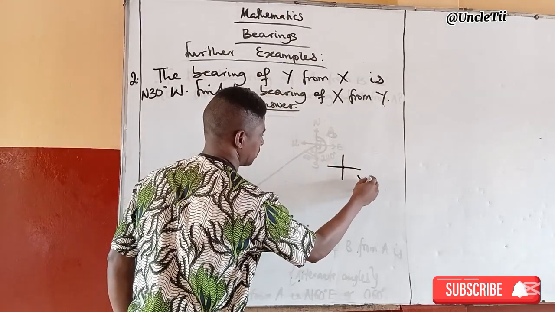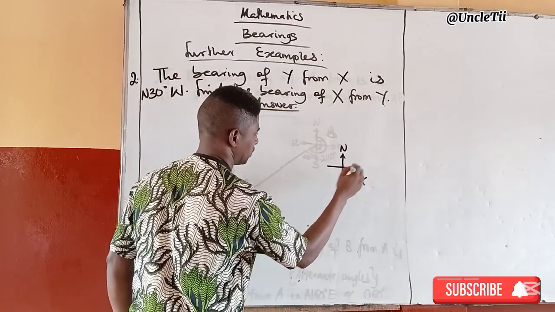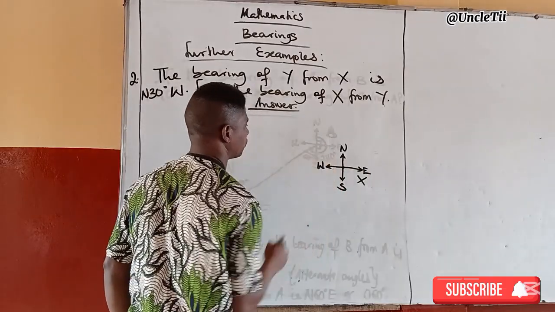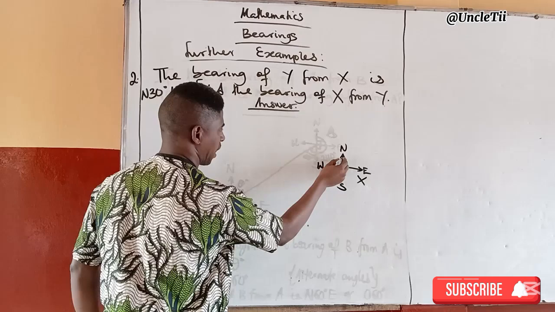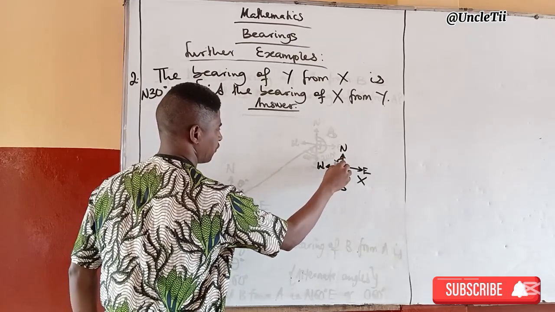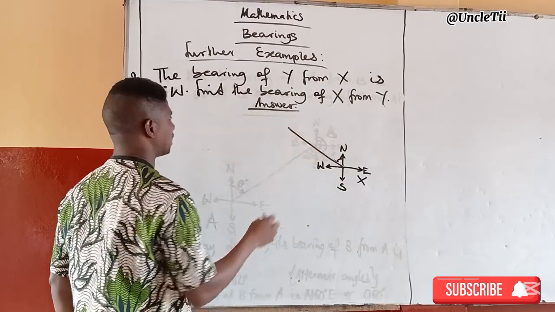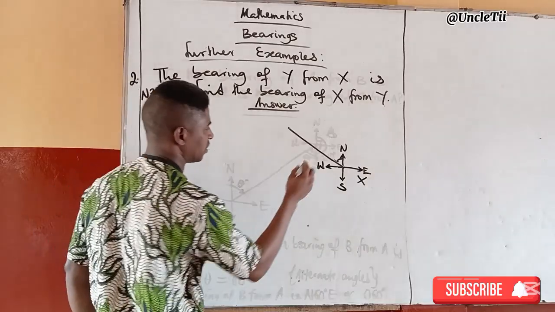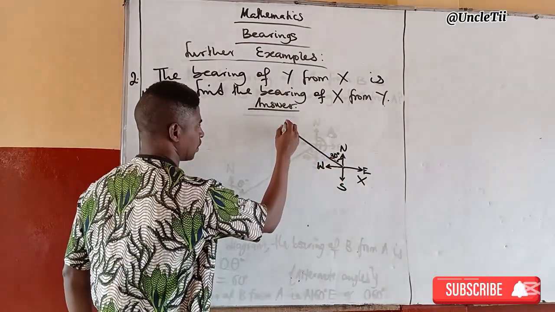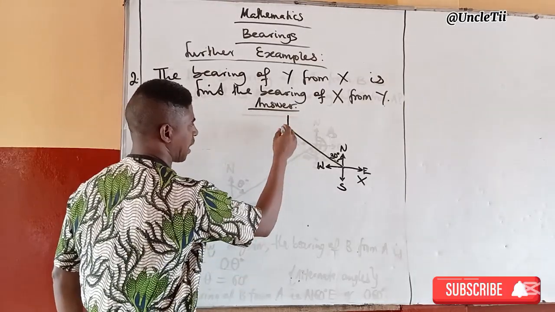This point is x. So that is the north, here is the south, the east, and here is the west. So we are moving 30 degrees from the north towards the west. That's the meaning of 30 degrees west of north. This is 30 degrees. So at the end of the straight line here, this point is y.